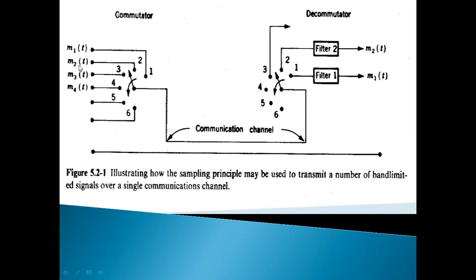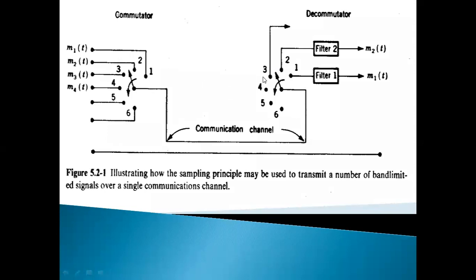independent signals. M1, M2, M3, M4, M5, M6 are independent signals. Using a commutator to select, one after the other, those signals are passed through the communication channel. This is a single communication channel. Those are received at the receiving end. At the receiving end is the decommutator. The decommutator selects independent signals as the commutator releases.